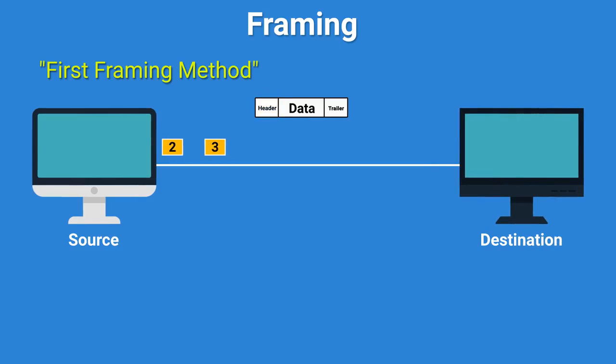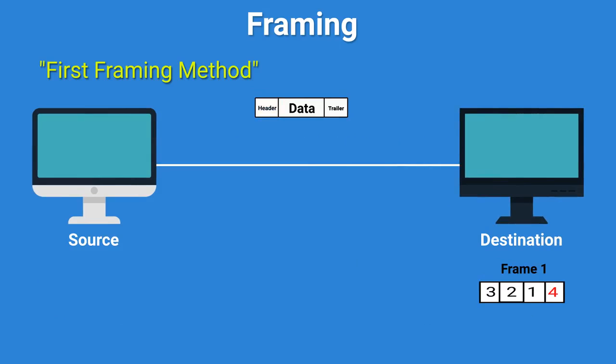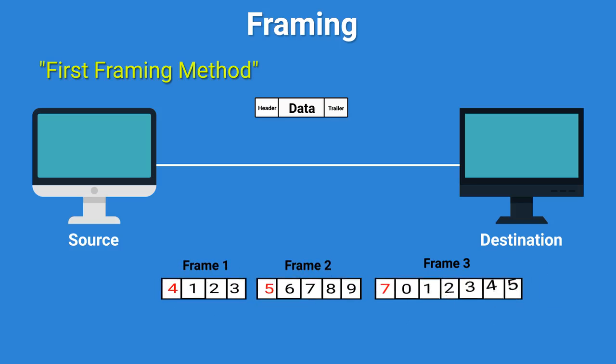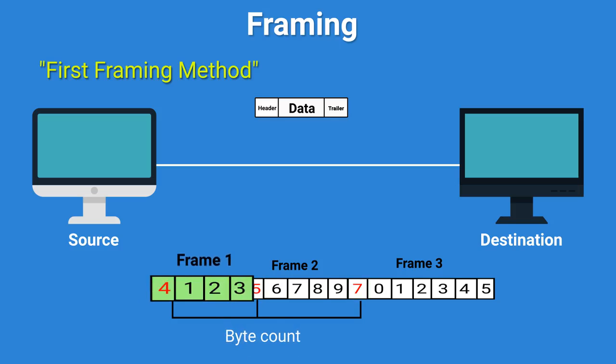The first framing method uses a field in the header to specify the total number of bytes in the frame. When the data link layer at the receiver side sees the byte count in the header, it knows how many bytes are present in the frame, and hence where the end of the frame is. Let us take an example. Consider 3 small frames of sizes 4, 5 and 7 bytes respectively. The first number is the byte count of the frame. So we can say that the first frame contains 4 bytes, the second 5 bytes, and the third frame contains 7 bytes. It looks perfect, right?